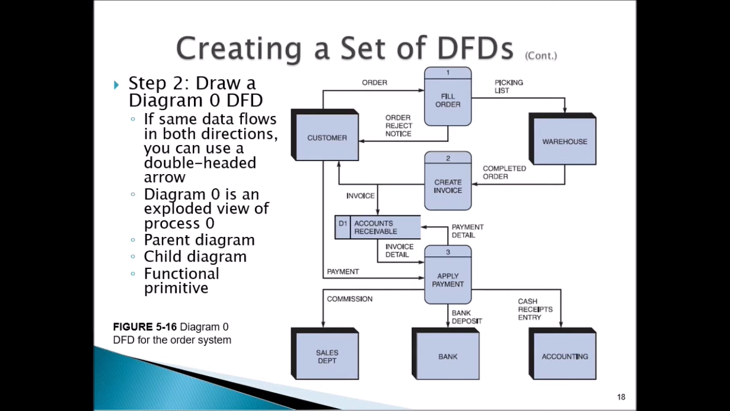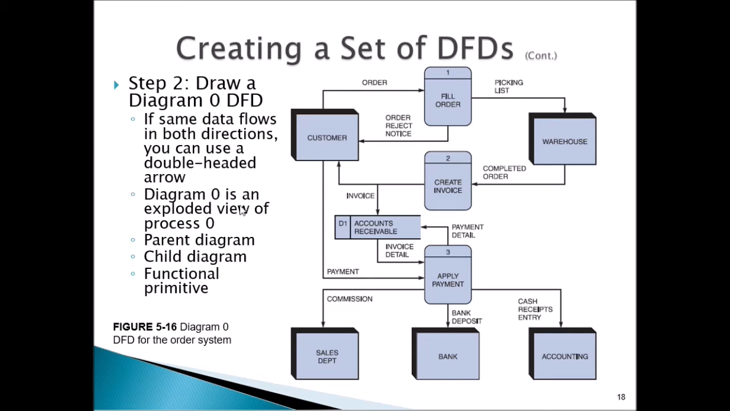Now we'll draw a diagram 0 data flow diagram. It mentions here if data flows in both directions, you can use a double-headed arrow rather than two separate arrows like we saw in the context diagram. So what that would mean is you can have, rather than another arrow going from fill order to customer with the arrow right here, you could have just the arrow on the same line. And I looked at this example and I don't see anything that shows that here, but that's what they're saying.